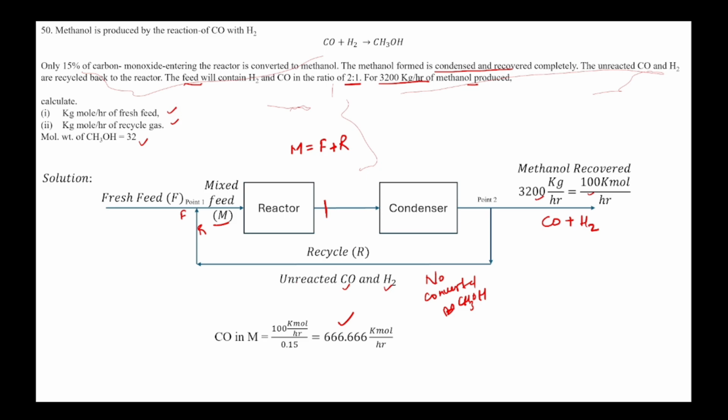So CO in M will be this. Now, twice of this value will be H2. H2 in M is 2 times this, right? So the total M will be the summation of both, which is 200 kilomole per hour.